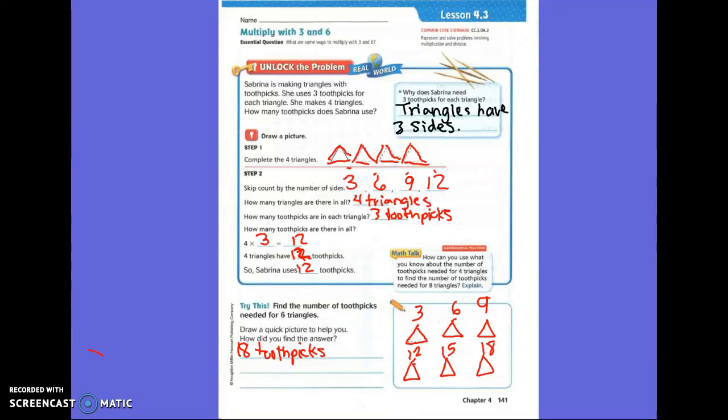But how did we find the answer? What do we do? Allie? We counted by 3 6 times. Okay, we skip counted by 3 6 times, right? Yes. We skip counted by 3 6 times.